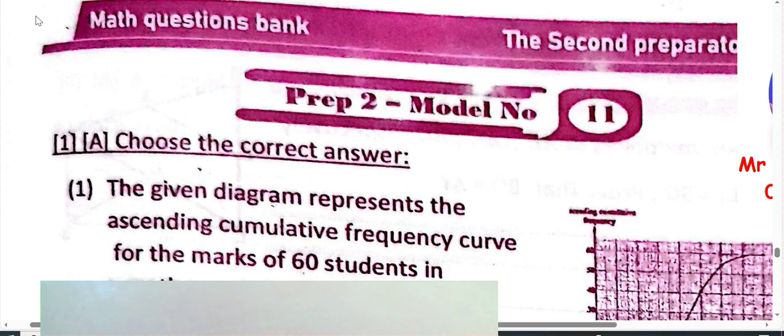Prep 2. Today we'll solve from the Dakahlia governorate questions bank, model number 11. Look with me at the first question here. Choose the correct answer.